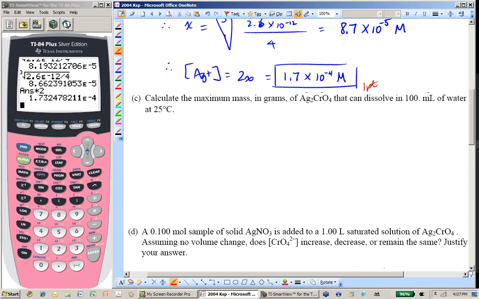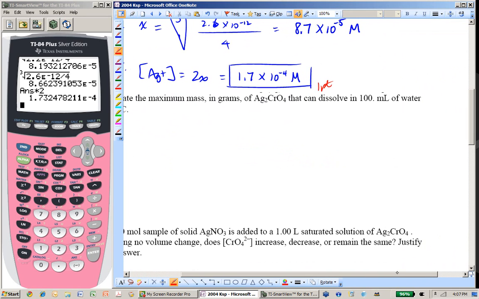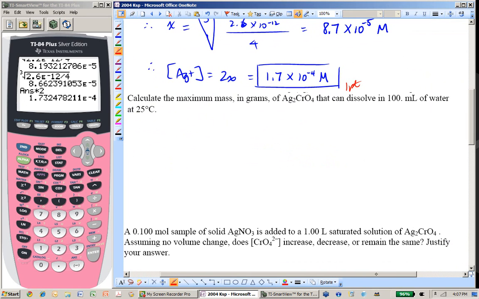All right, so now they want us to calculate the maximum mass in grams of silver chromate that can dissolve in 100 mL of water. Every time you see a volume in one of these solubility kind of things or any solution chemistry, think of it in terms of liters, and it's going to make your math a little simpler later. So x is what they're asking.